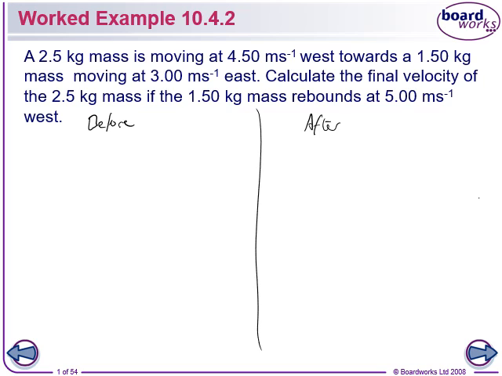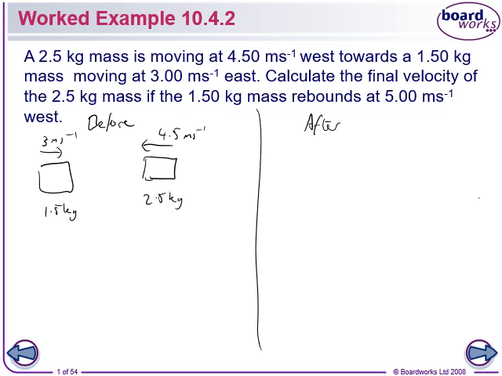So before the collision, we have a 2.5 kilogram mass moving west at 4.5 meters per second. We also have a 1.5 kilogram mass in that direction, traveling at 3 meters per second. So that's our initial condition.